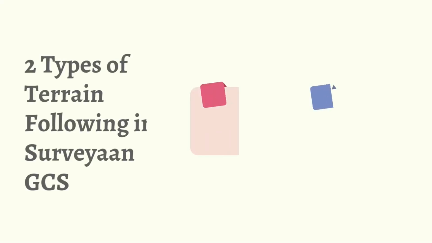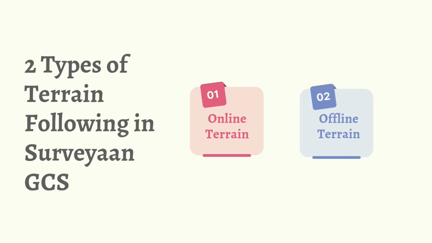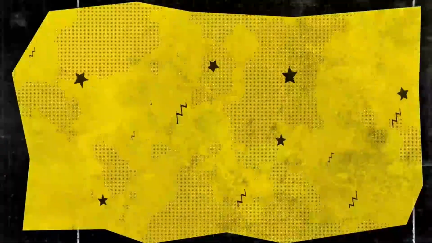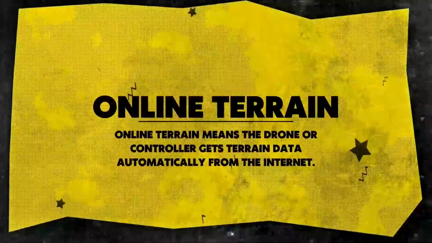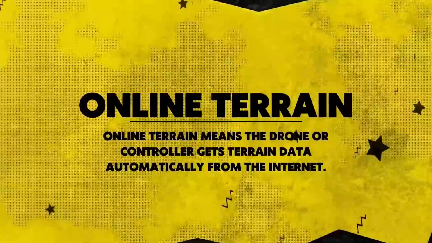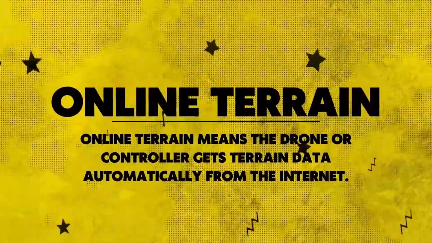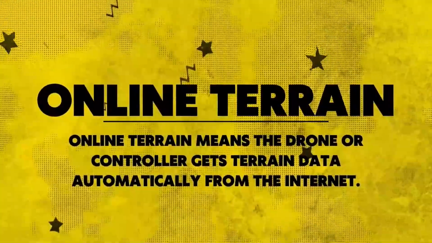There are two types of terrain following: online terrain and offline terrain. Today, I am going to explain online terrain and how you can enable it. Online terrain means the drone or controller gets terrain data automatically from the internet. Now, I will show you how you can enable this feature in the controller.